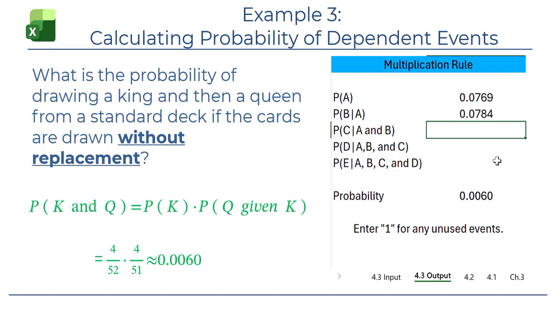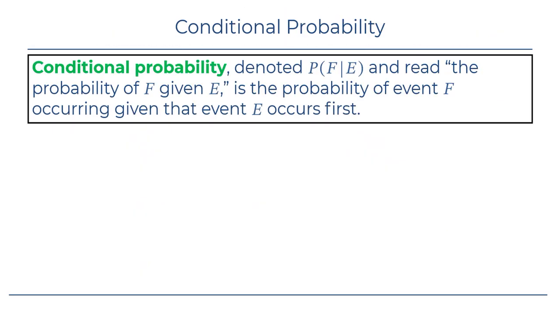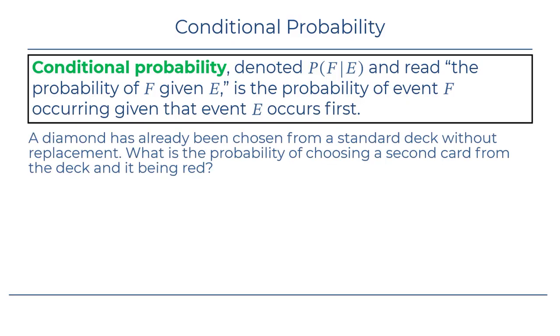So note, now this probability is 0.0060. This is called conditional probability, denoted the probability of F with a line, then E, which means the probability of F given E, or assuming that E occurred. For instance, a diamond has already been chosen from a standard deck without replacement. What is the probability of choosing a second card from the deck and it being red?